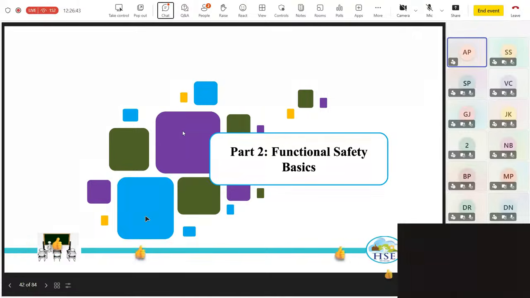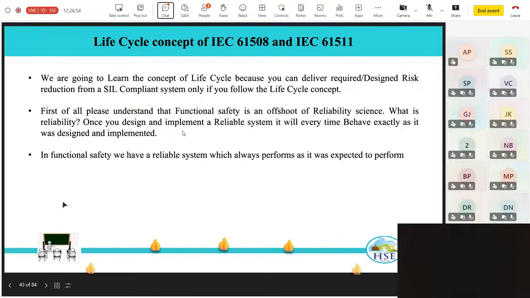Okay, part 2, functional safety basics. Life cycle concepts of IEC 61508 and IEC 61511.